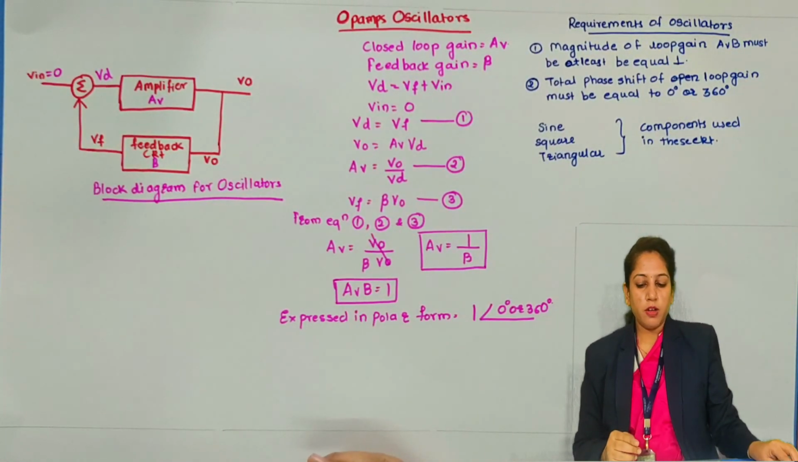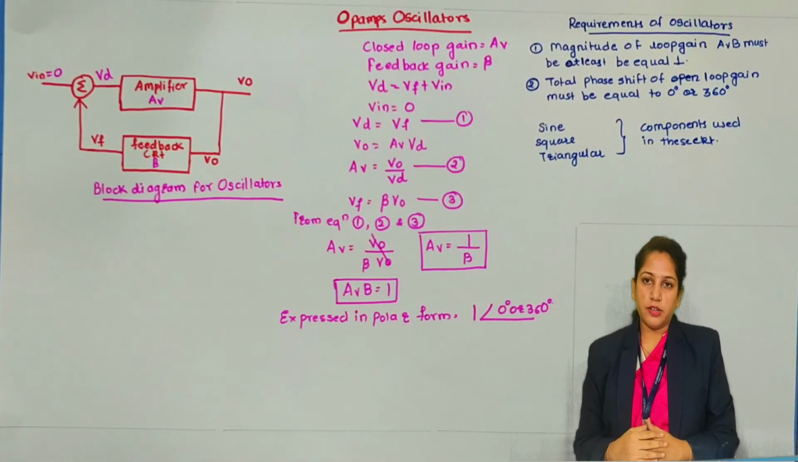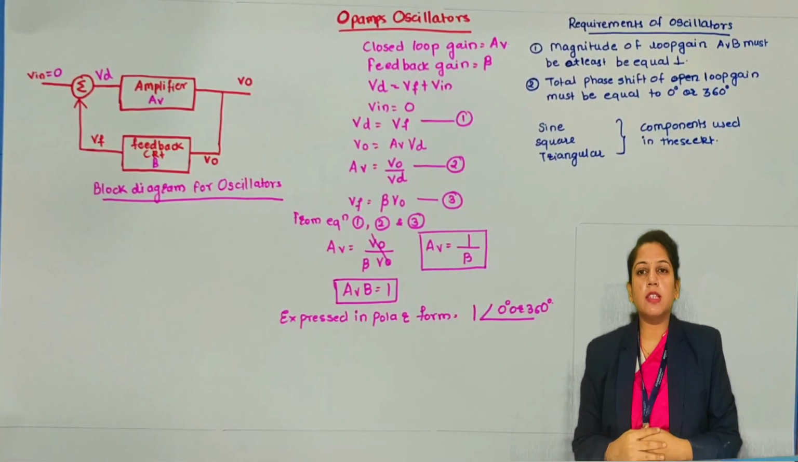In this way we have seen the basics of an oscillator circuit. In the next lecture we will see how op-amps generate sine wave, triangular wave and square waves.